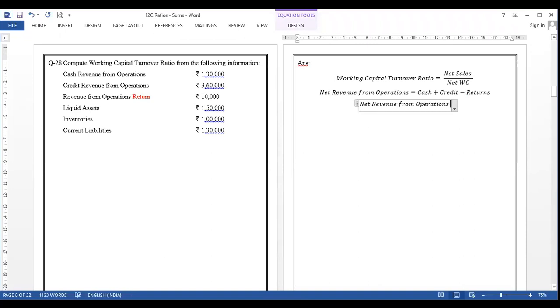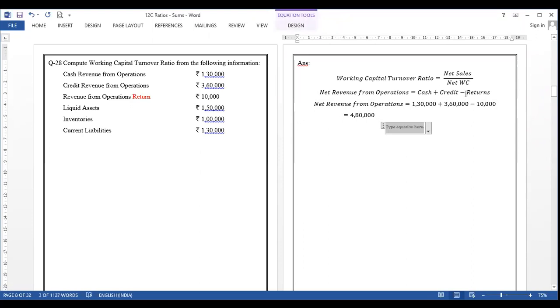Okay. So let us place the values over here. Cash is rupees 1,30,000, credit is 3,60,000, and to be deducted is the returns. Returns is 10,000, right? Yes. What is the net amount, please? 4,80,000. That's correct. Now we have net revenue from operations with us.